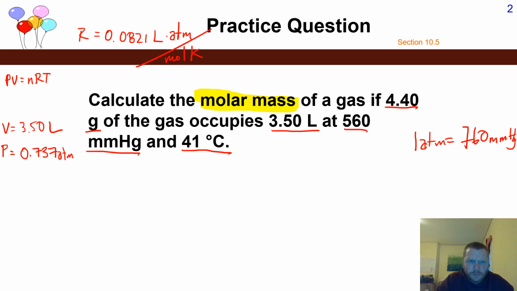Okay, so I've got my pressure, I've got my volume, and my temperature. Well, this is in degrees Celsius. I need to convert that into Kelvin, so I'm just going to add 273.15, which gives me 314 Kelvin. Okay. Now the last thing, I need to figure out my molar mass. Well, I know that N is equal to grams of my substance divided by molar mass. So that's what I'm looking for. So I multiply each side by molar mass.